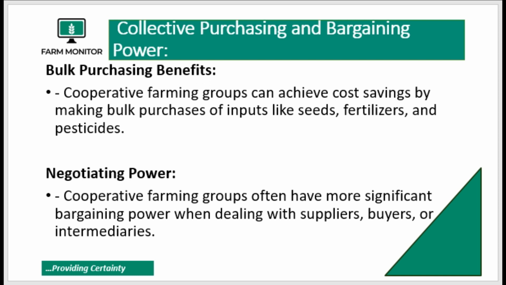The cooperative can negotiate when dealing with suppliers, dealing with buyers, or dealing with intermediaries, and they are able to do that better together.